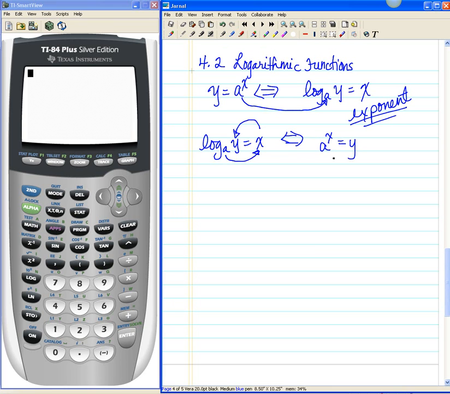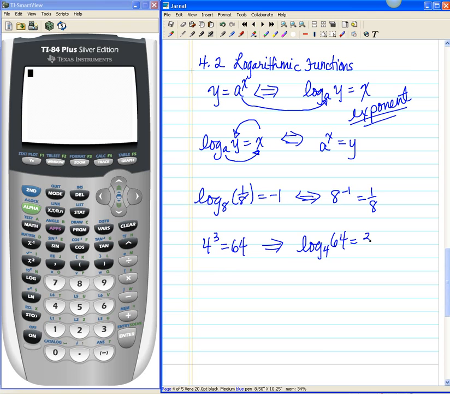Okay. So you should be able to go from one form to the other, the log form to the exponential form, and vice versa. So for instance, if you're told log base 8 of 1/8 is equal to -1, well, in exponential form, that means 8 to the -1 is equal to 1/8. If you're given 4 to the third power is equal to 64, to convert it to the log form means the log base 4 of 64 is equal to 3.